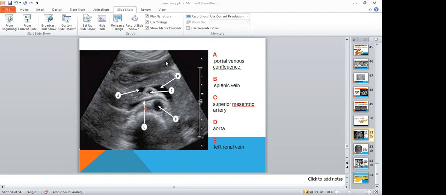Okay, this is an ultrasound image showing A, this is the portal vein. B, this is the splenic vein. C is the superior mesenteric artery. D, aorta, and E is the left renal vein.